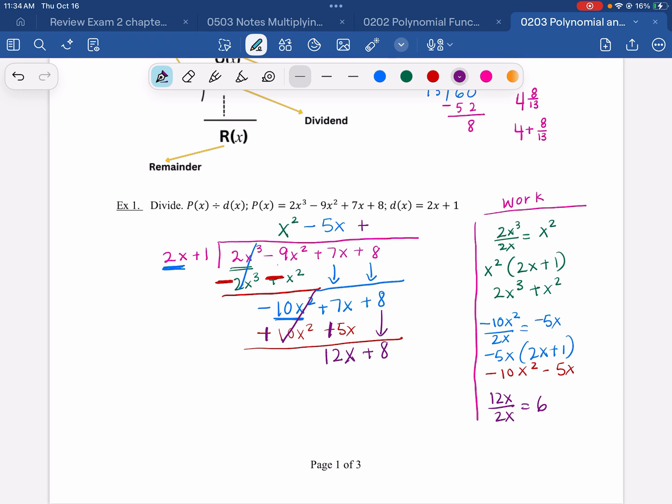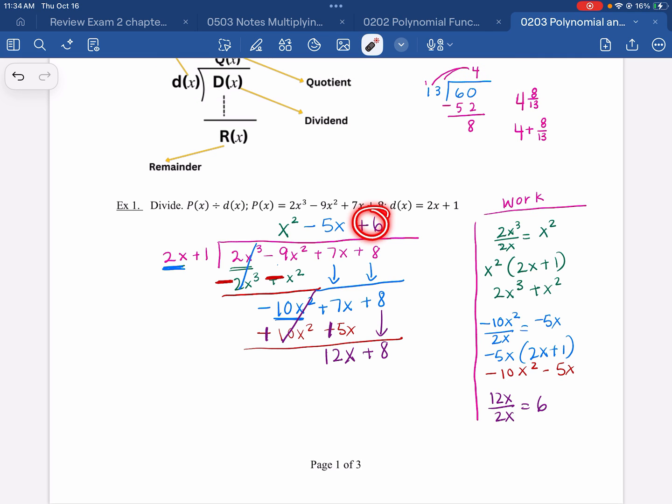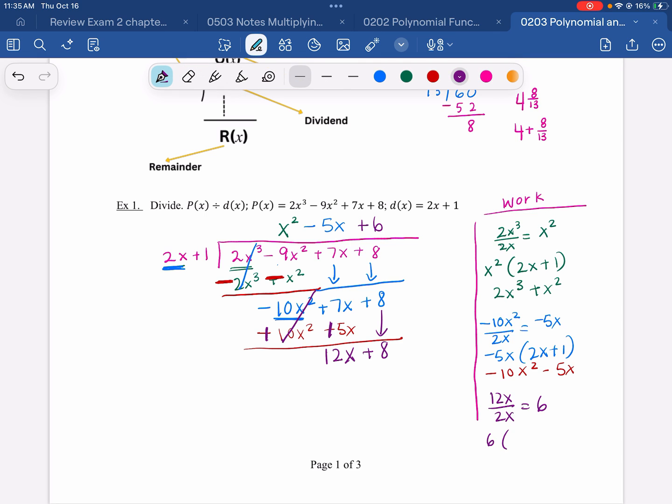So I'm going to put plus 6. What am I doing with that 6? I'm taking that 6 and multiplying it here and here. So I'm doing 6 times 2x plus 1. That gives me 12x plus 6. 12x plus 6. What do I need to remember to do? Subtract. Make that a minus. Make that one a minus. This cancels. 8 minus 6 is 2.